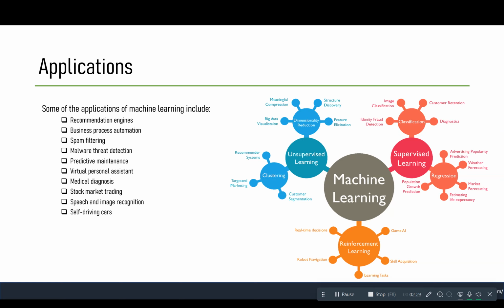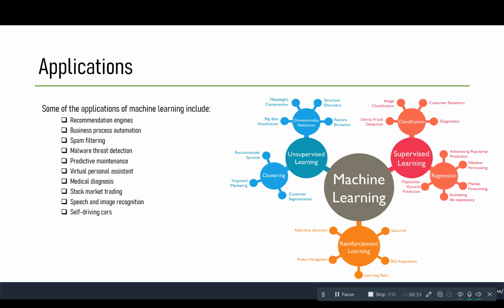Then we have self-driving cars. Self-driving cars use machine learning algorithms to analyze sensor data from cameras, radar, and other sources to make decisions about driving. These algorithms can identify objects, predict movement, and make decisions about steering, braking, and acceleration. Self-driving cars are still in the early stages of development, but they have the potential to revolutionize transportation and reduce accidents.